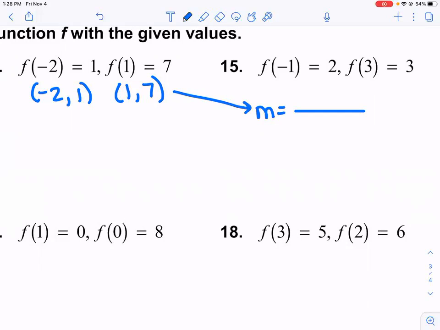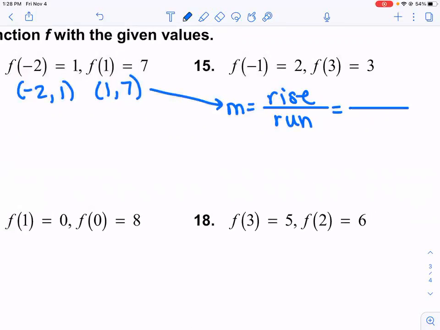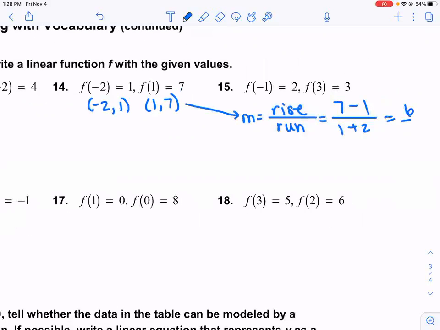People, rise over run. So we need to take 7 minus 1 over 1 minus -2. So we have 6 over 3, which is a positive 2. Reagan, did you find your mistake?